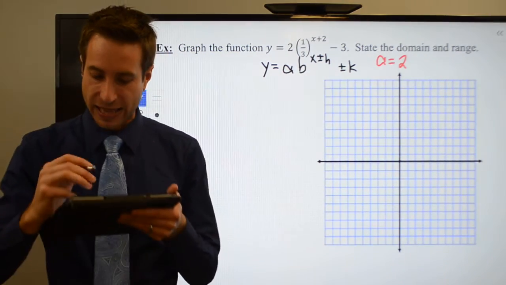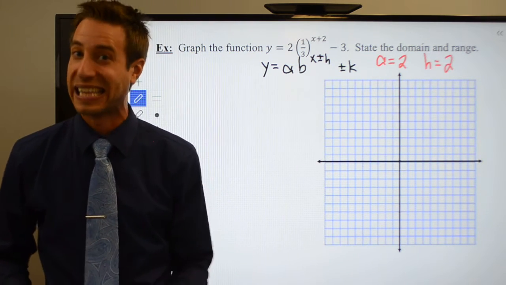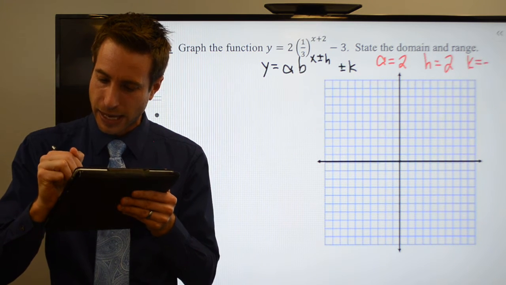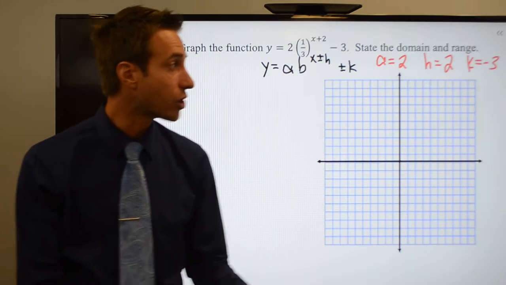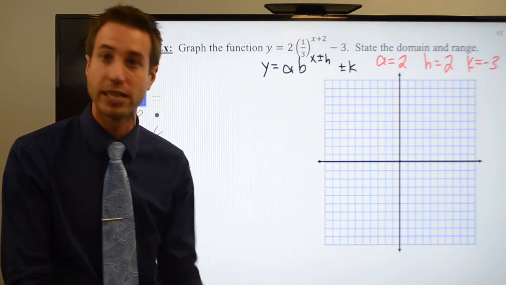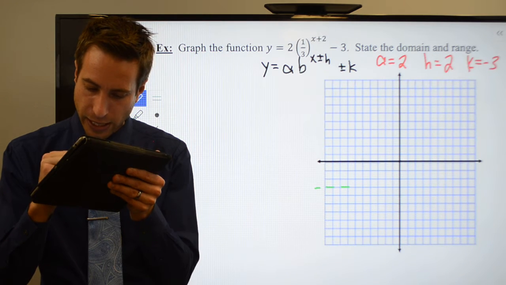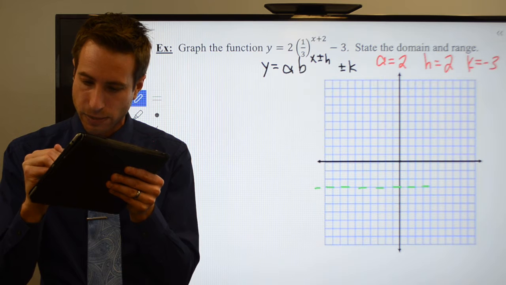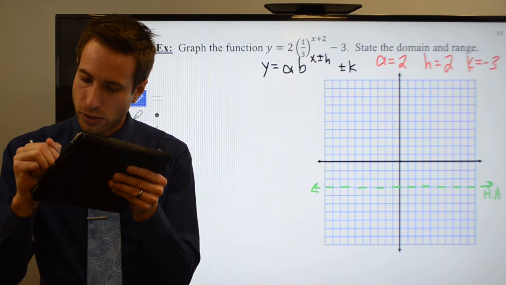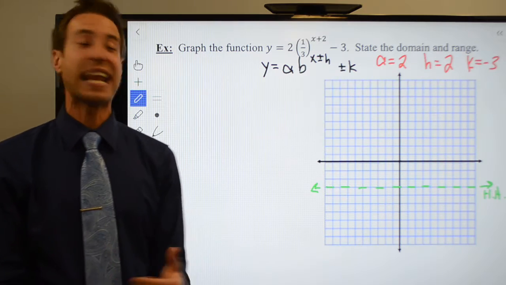My h, since it's up in the exponent position, is going to be a positive 2. I know that's going to shift my graph 2 units in the negative direction since h is the opposite. And k is a minus 3, which tells me that my horizontal asymptote, which would have been the x-axis, will now be shifted down 3 units to y equals negative 3. So let's go ahead and put that in there. Negative 1, negative 2, negative 3. So right through here is going to be my horizontal asymptote, y equals negative 3.